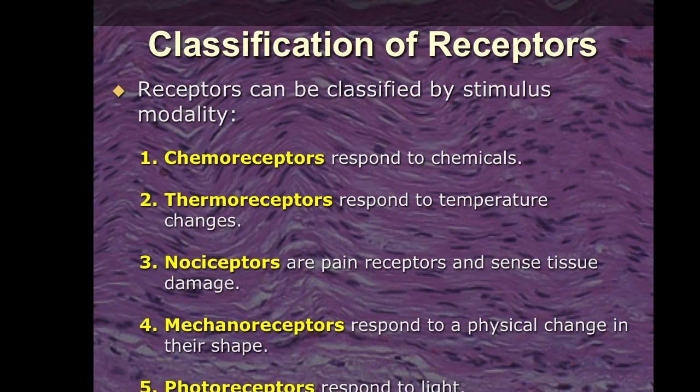And then number 5, photoreceptors help you respond to light. Those are going to be found where in your body? In your eyes. Okay? So there's lots of photoreceptors in your eyeballs.